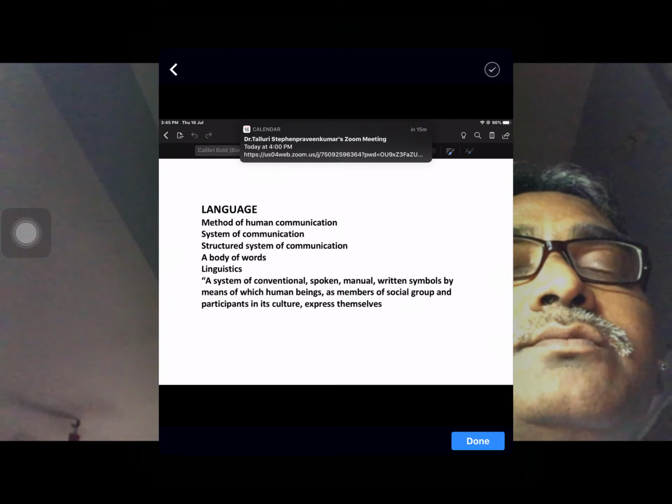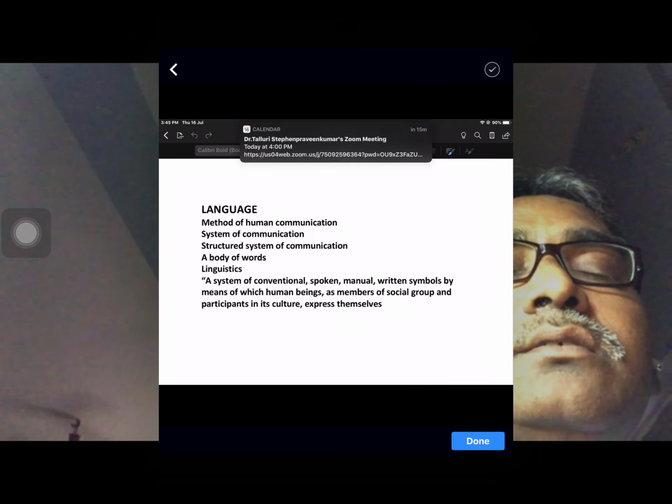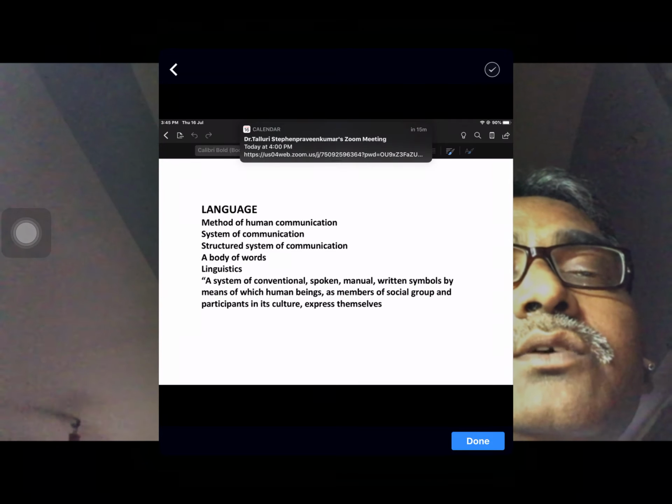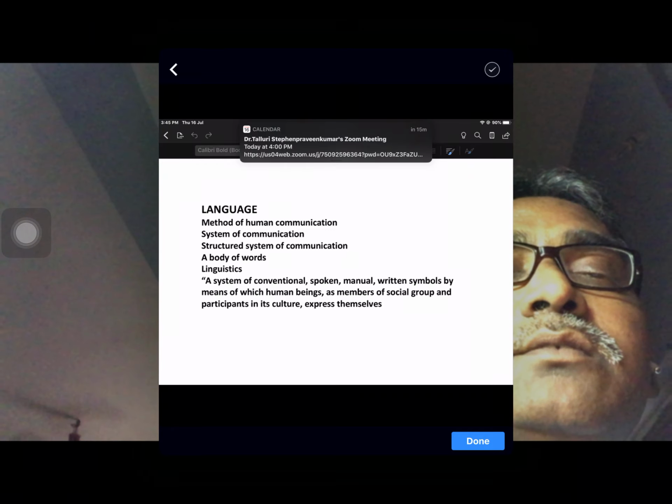And when you come to the fourth one, what does it say? Language is a body of words. So what do you use in language? How do you form language? How is language formed?